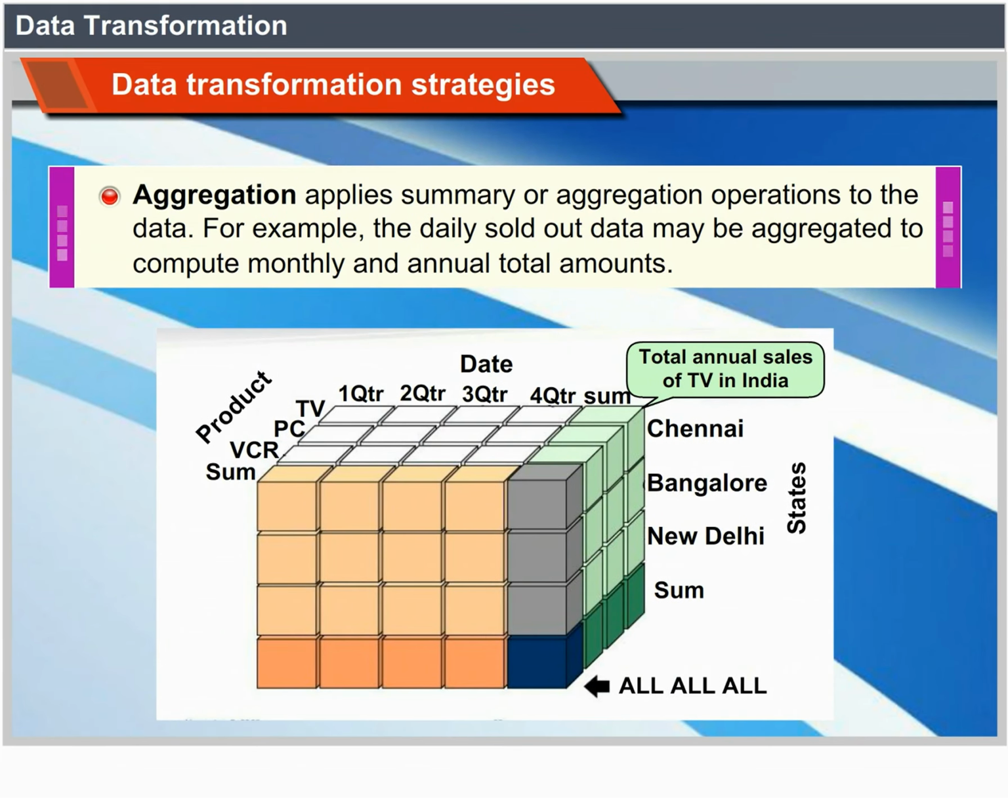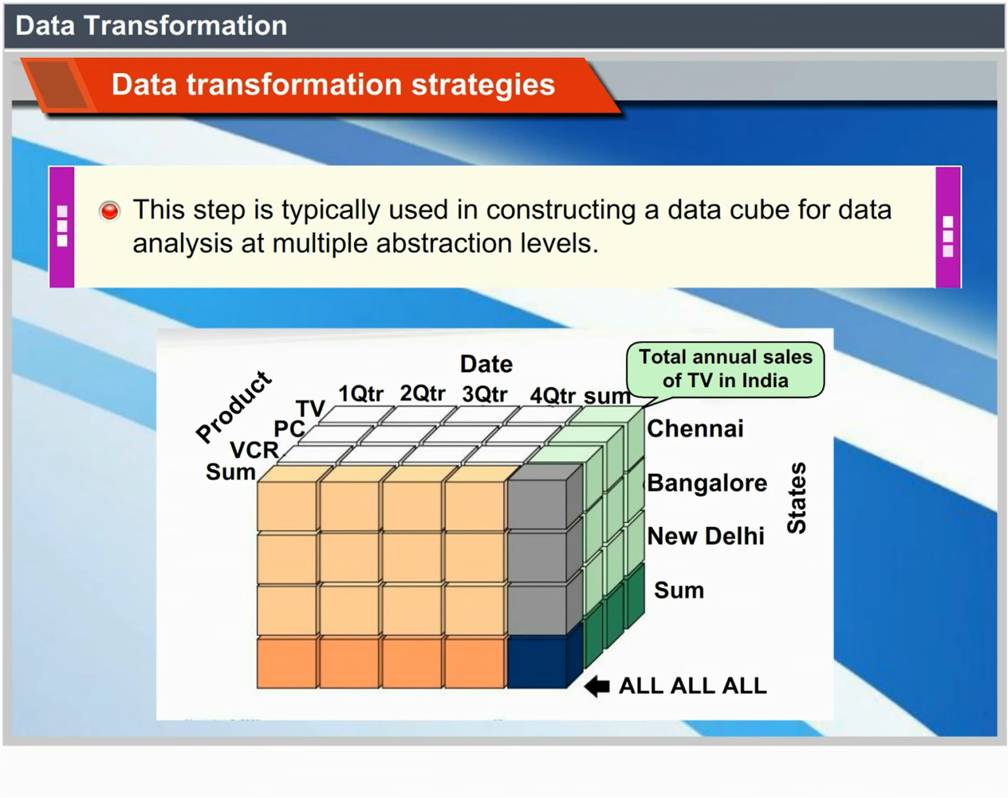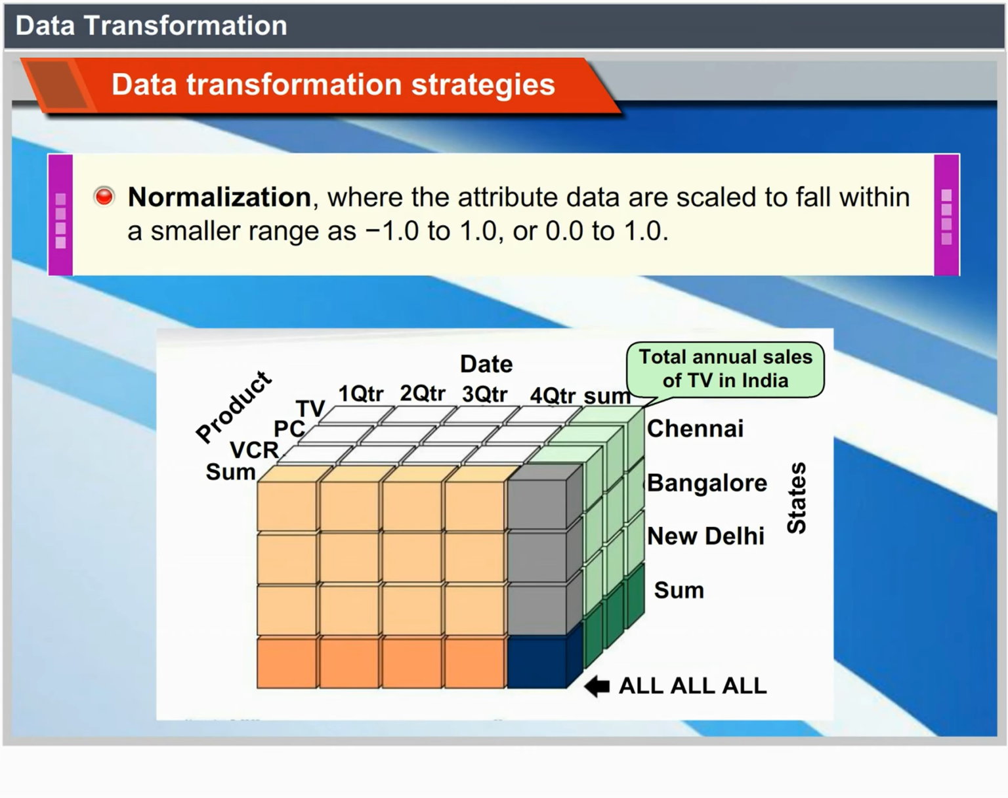For example, the daily sales data may be aggregated so as to compute monthly and annual total amounts. This step is typically used in constructing a data cube for data analysis at multiple abstraction levels. Normalization, where the attribute data are scaled so as to fall within a smaller range, such as -1 to 1 or 0 to 1.0.